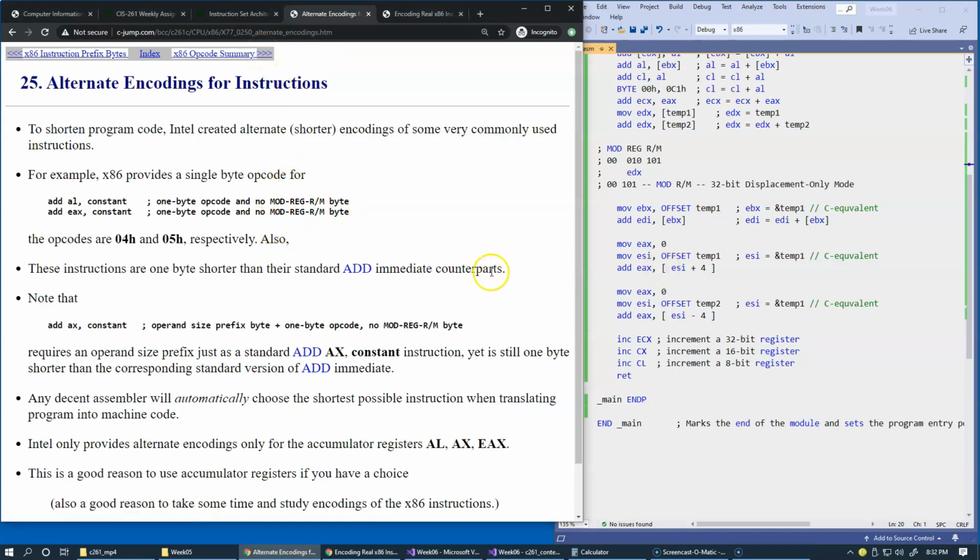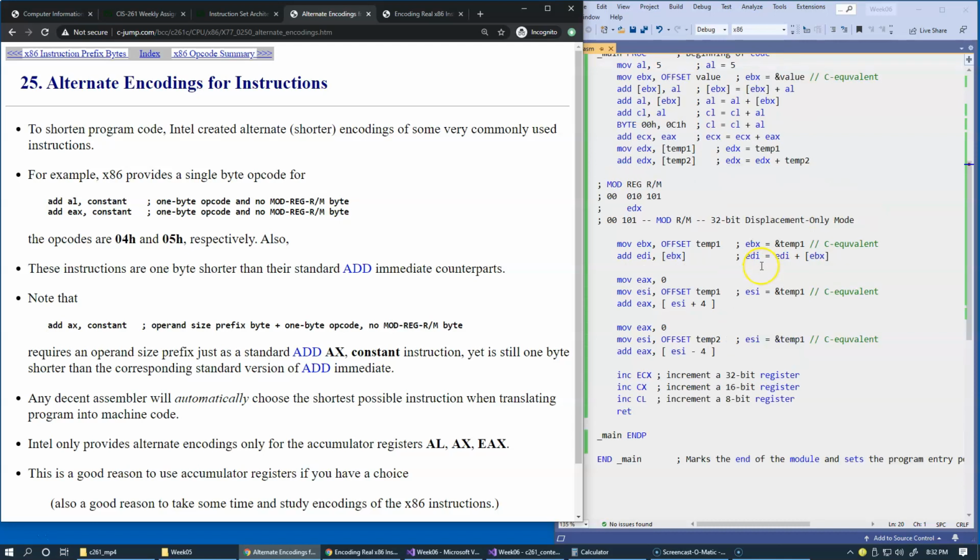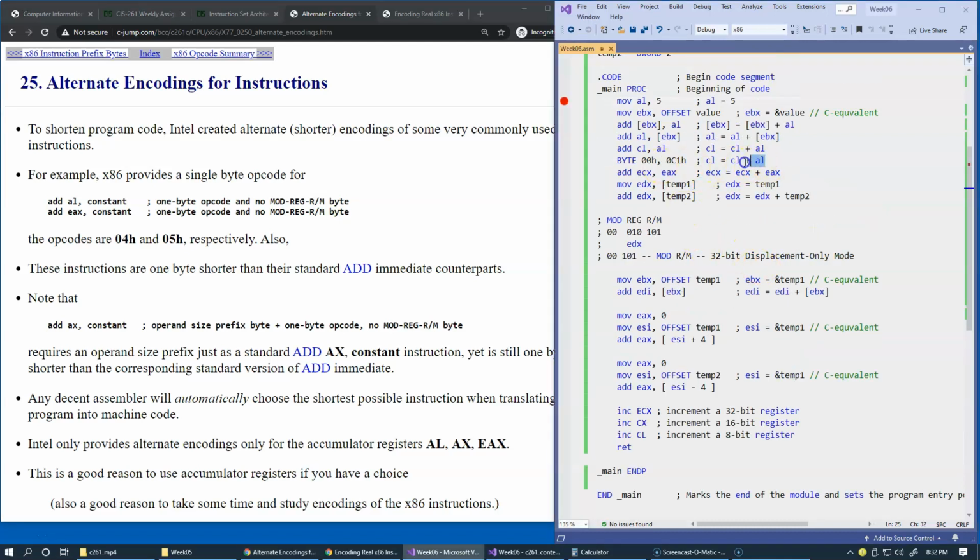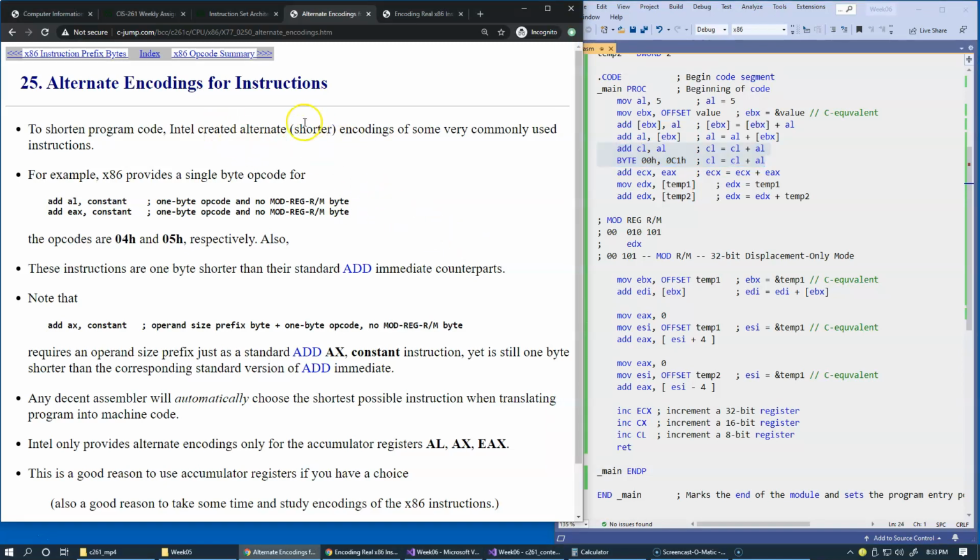So we have seen multiple scenarios where the same instruction could be using two types of encoding, and this is due to the flexibility of the combination of the direction bit in the opcode and the structure of the mode reg RM byte. So I'm going to skip this section. It's just for your reference. I suggest that you read this.